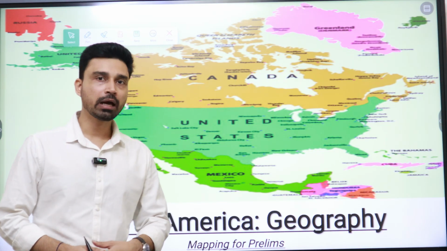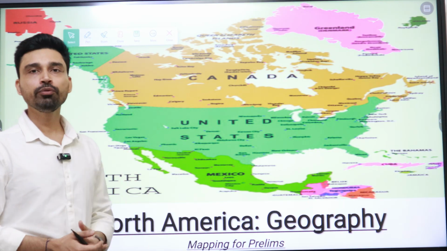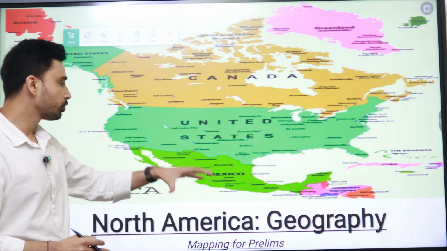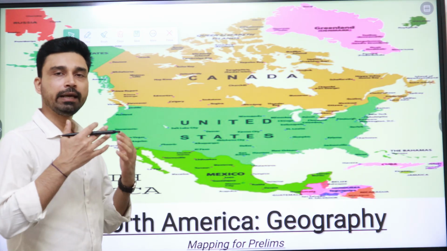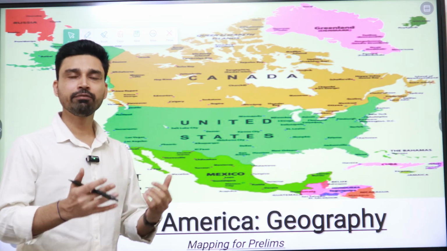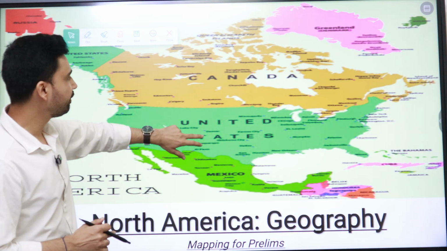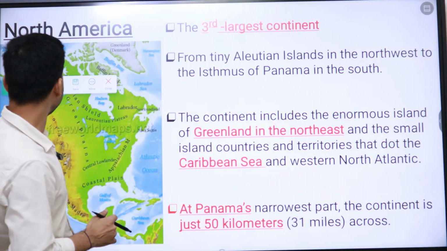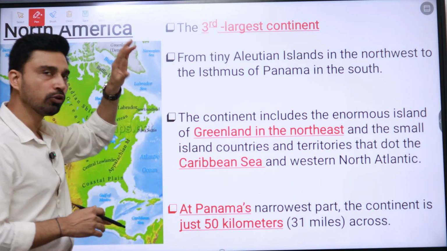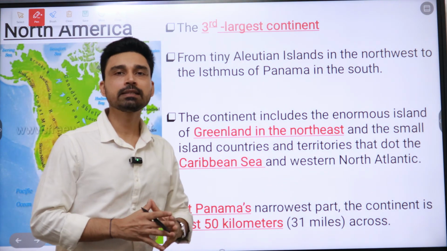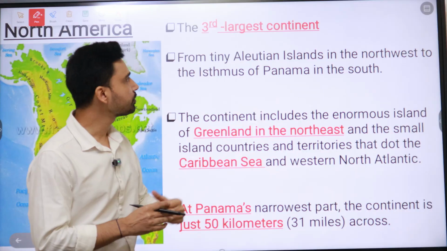So continuing with our mapping series, in this video we are going to discuss in detail about North America and the entire geography of North America, including the physical divisions, rivers, lakes and all major landforms that we see in this particular continent. Now first of all, to give you a brief idea about the entire continent itself, North America across the world is considered as the third largest continent.